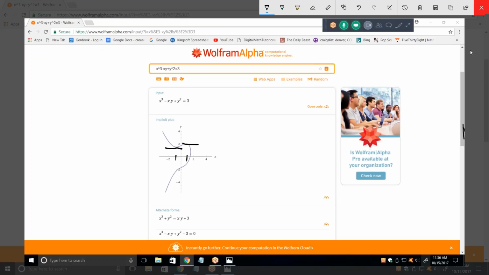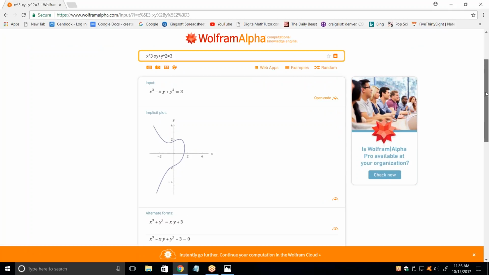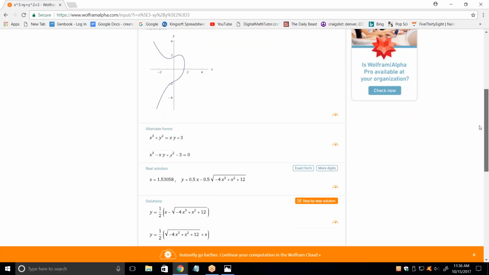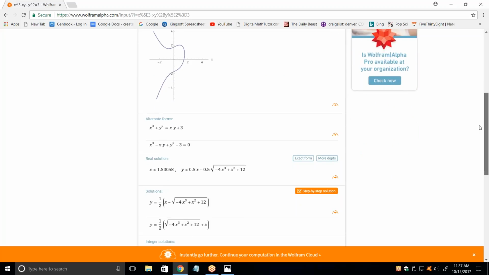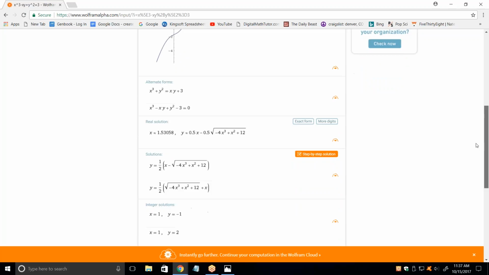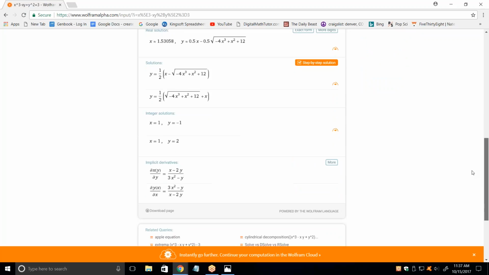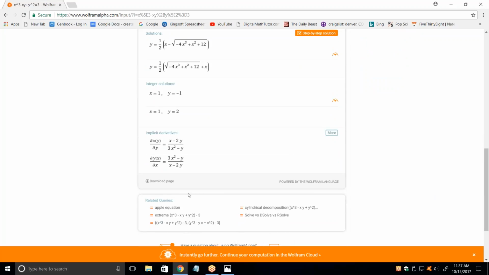Let's see, hold on a second. Let me see what else this gives us. This might tell us what the derivative was. No, it's implicit differentiation. Okay, so the bottom was 2y minus x. In other words, their answer switches the top and bottom.